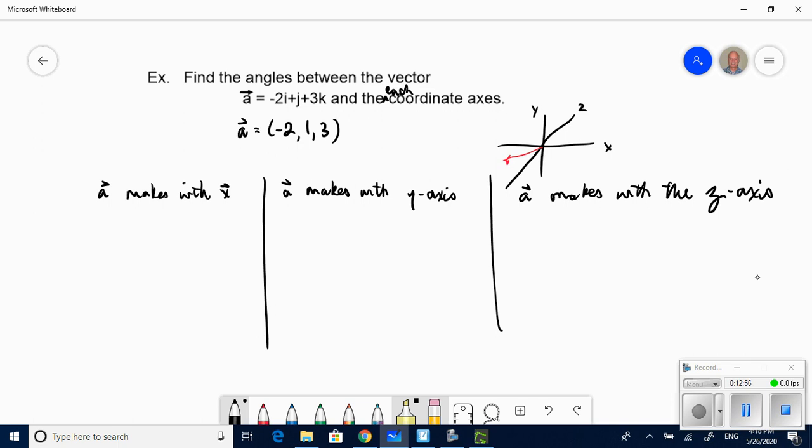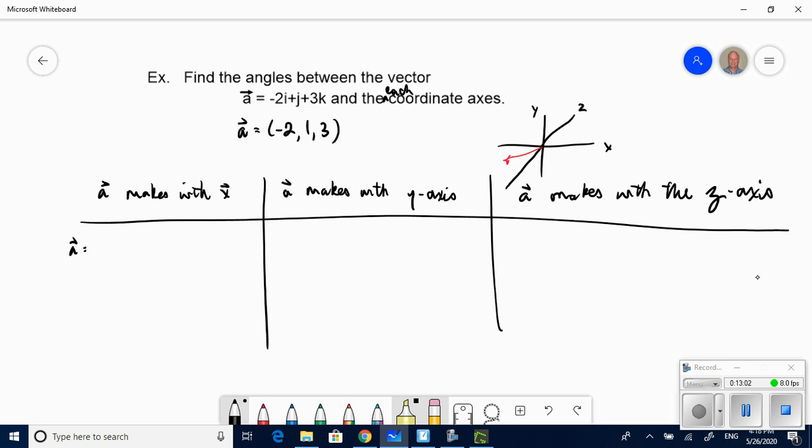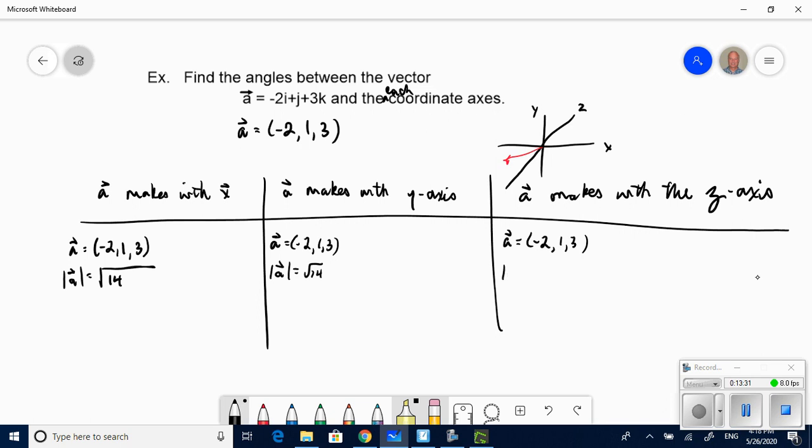Okay, so there's a little bit of work here. So I've got A. I've got to find the magnitude of A. Now that's 9 and 1 and 4, so that's square root of 14. And that actually applies to all of these. So we just have to understand the work that's involved here. My vector A also is going to be the same. It's always the same, and the magnitude of A is going to be square root of 14.